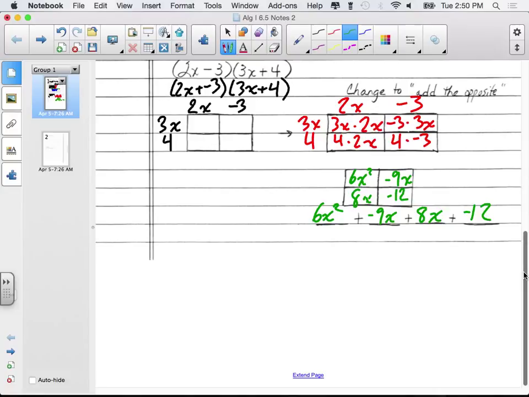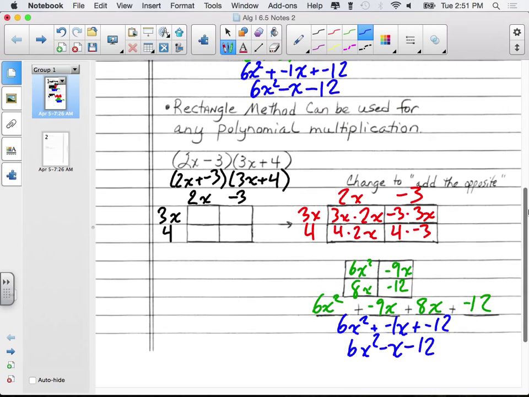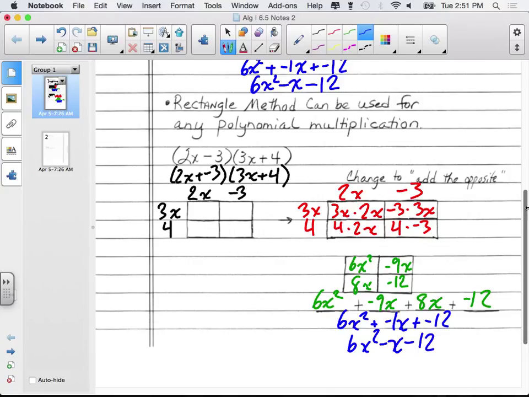Now we have to combine like terms, right? So what do we get? 6x squared plus x minus 12, plus -1x, plus -12. Then we clean it up and we get what? A polynomial. So 6x squared minus x minus 12. Is that what we got up here? I see how it all works out. Yes, Amara?